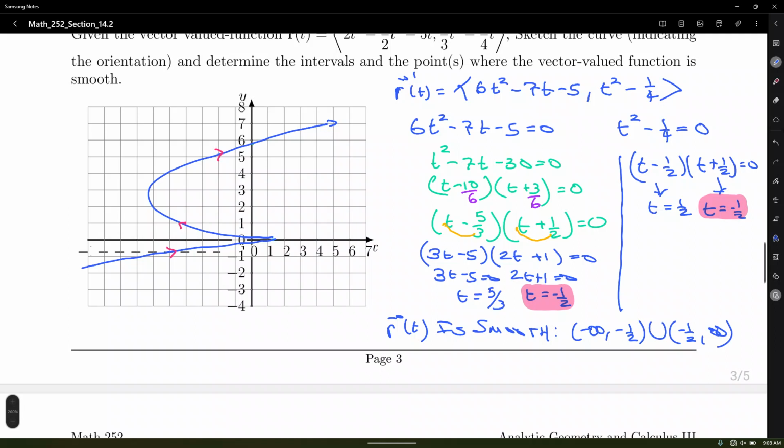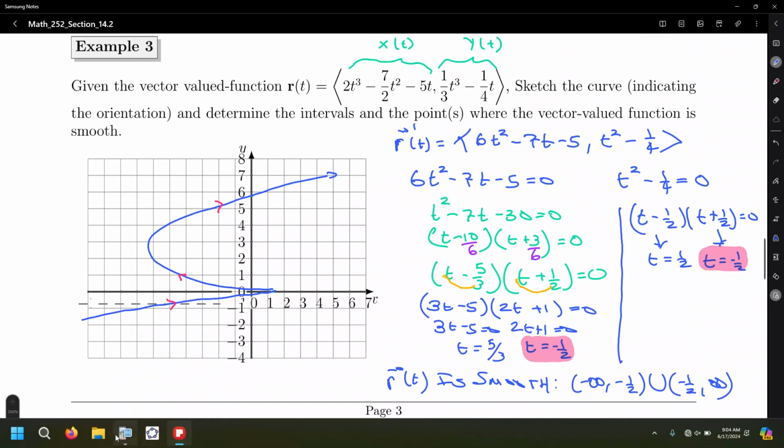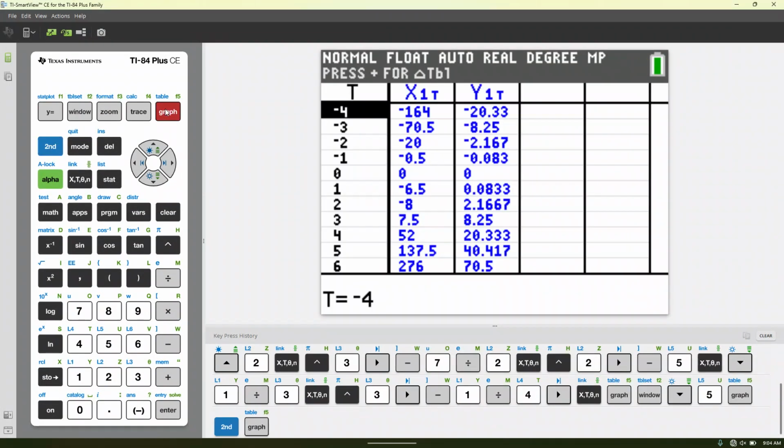But depending on what you're being asked, maybe you're being asked for this result as an interval notation, or just finding the value where it's not smooth. Now, to get the point where r of t is not smooth, evaluate the vector valued function at negative 1/2. But look at this ugly looking vector valued function. That's going to give us some trouble. How about we use our graphing calculator, look at the table, or evaluate.